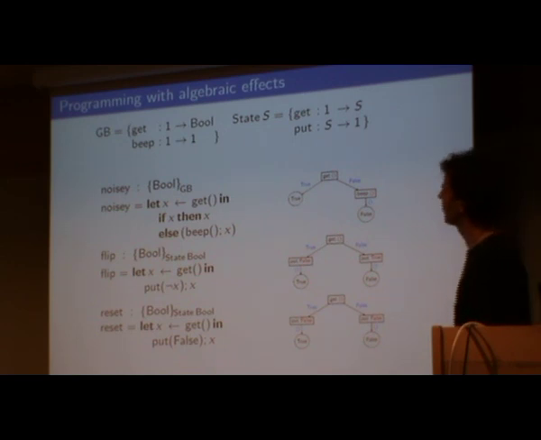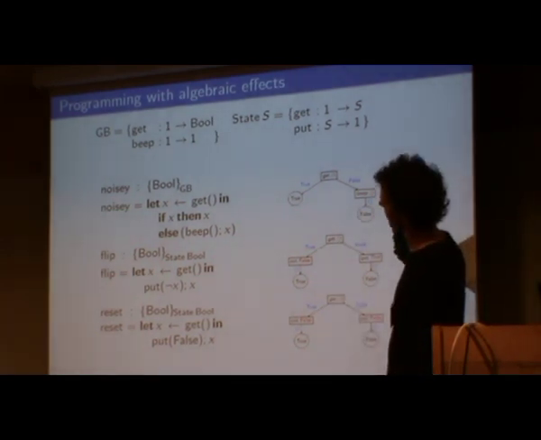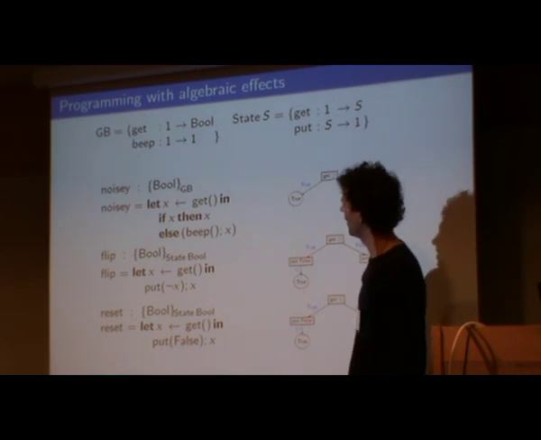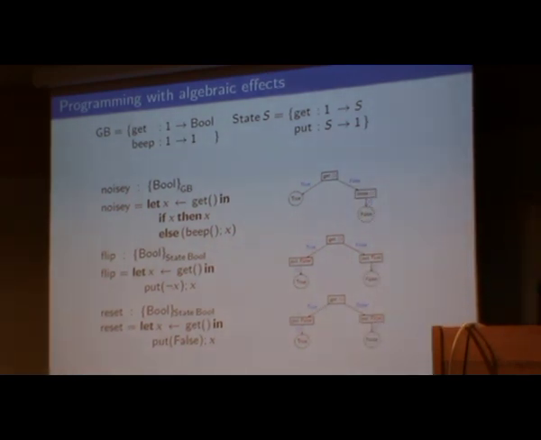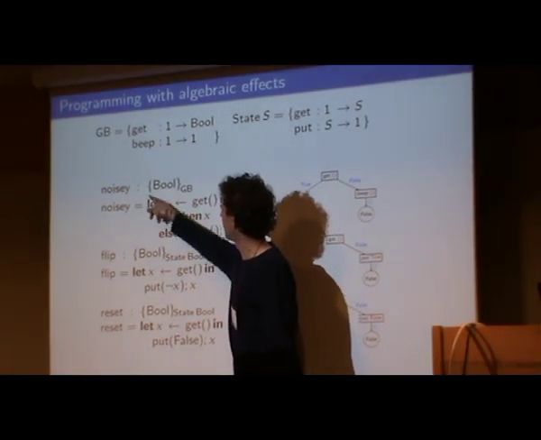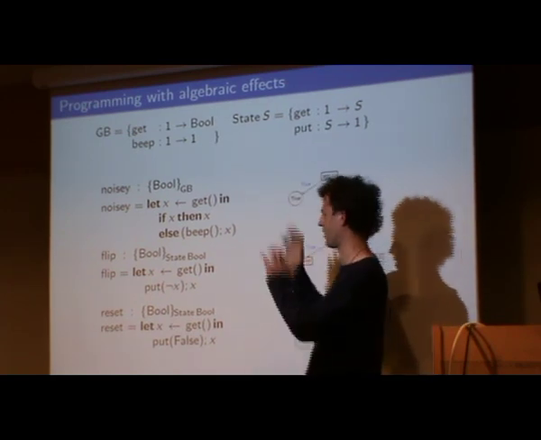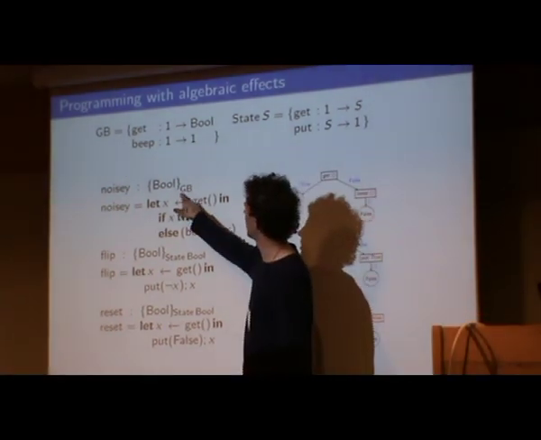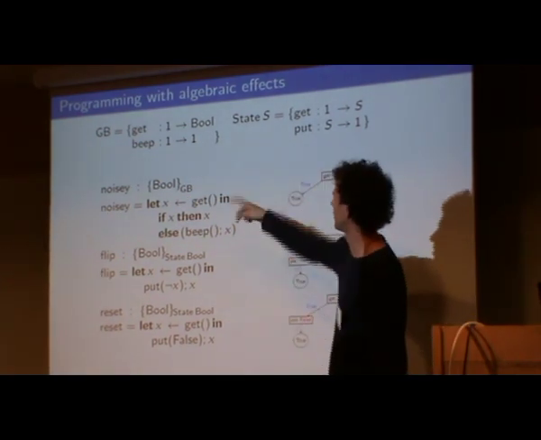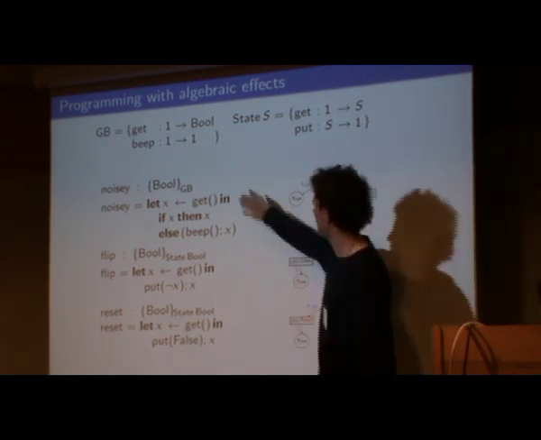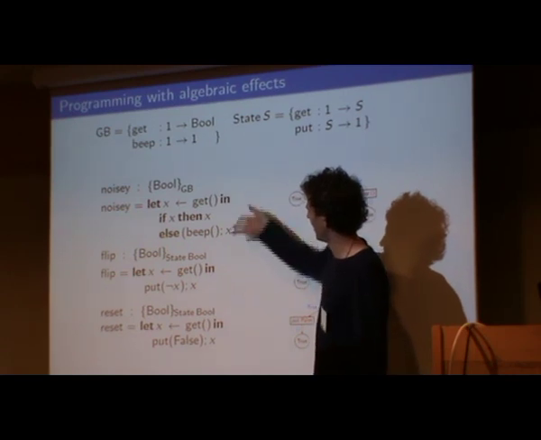So here I'm basically using a strict, call-by-value language with effects. Take the noisy example. The type we give it says that the braces indicate a suspended computation, and the signature there is an effect signature. So it says that this computation may perform get and put effects. And this is hopefully a very obvious and natural way of writing this computation.